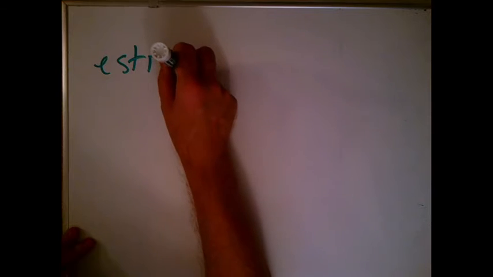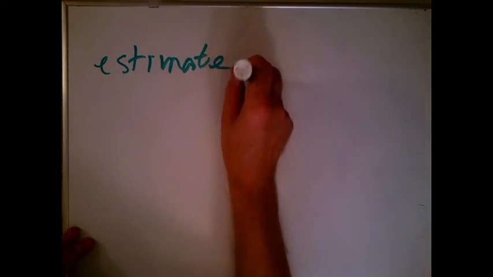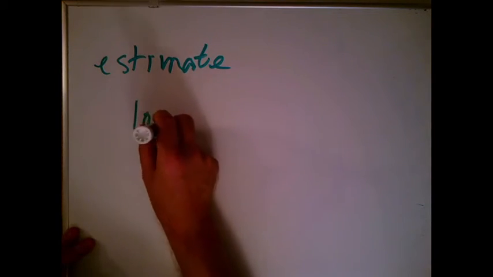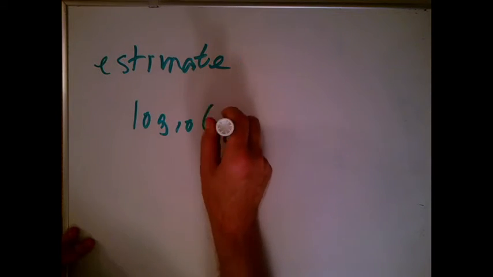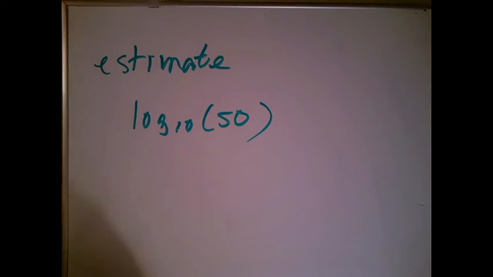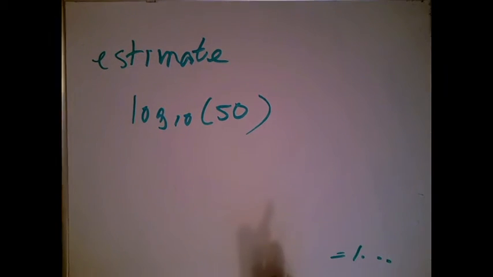Now, in an earlier part of today's lesson, we were asked to estimate something like log base 10 of 50. Now we know that 10 to the first is 10, so that's too small. 10 to the second is 100, that's too big. So I know the answer should be 1 point something, but that's not a real good estimate, and I would like to do a little bit better if I can.